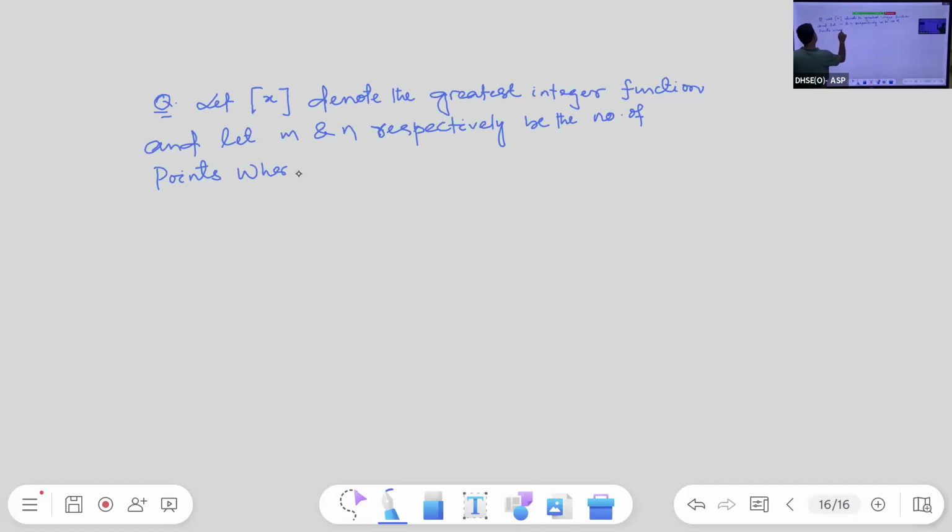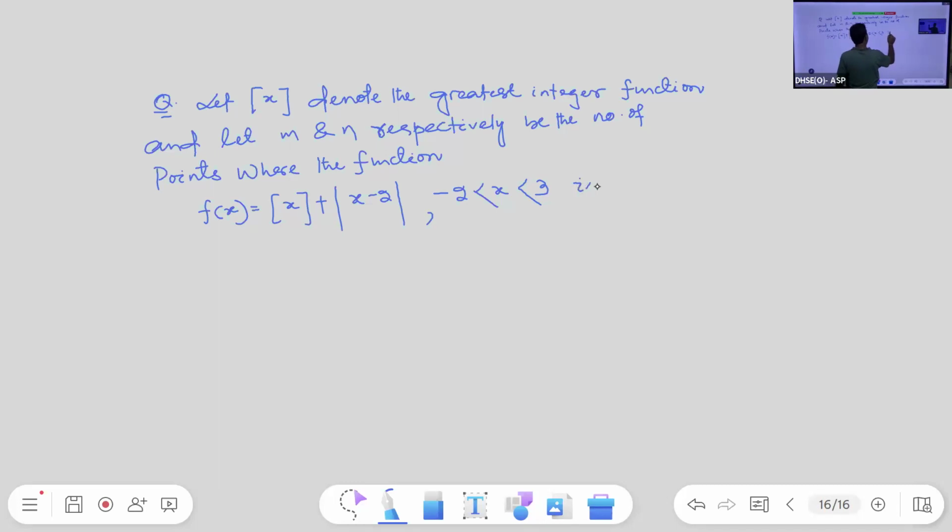where the function f(x) = [x] + |x - 2|, where -2 < x < 3, is not continuous and not differentiable. Then find m + n.